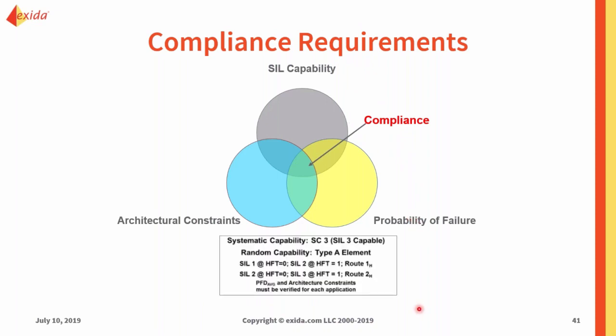So this is that box kind of zoomed in closer. So think about SIL capability, or that systematic capability. It's written right here on the certificate. It's going to let you know the quality management of a product.